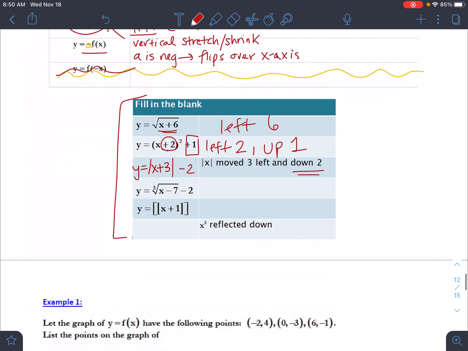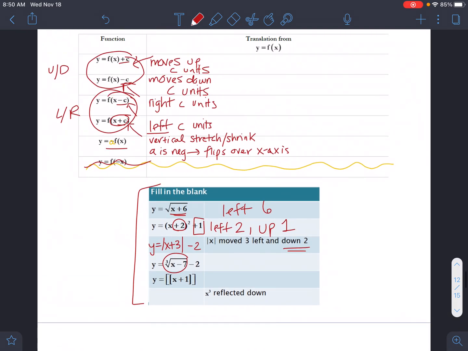All right, and to finish up here, how about cube root of x minus 7 on the inside? Feel free to refer. Minus 7 on the inside meant right 7. And minus 2 on the outside, we actually just did that. That was down 2. Okay, and how about x plus 1 on the inside? x plus 1 on the inside is going to be left 1. All right, and the last one, x cubed reflected, or flipped, would be negative x cubed. So again, this one, we'll talk about more next chapter. Don't worry about it too much, but still good to recognize when that's happening.